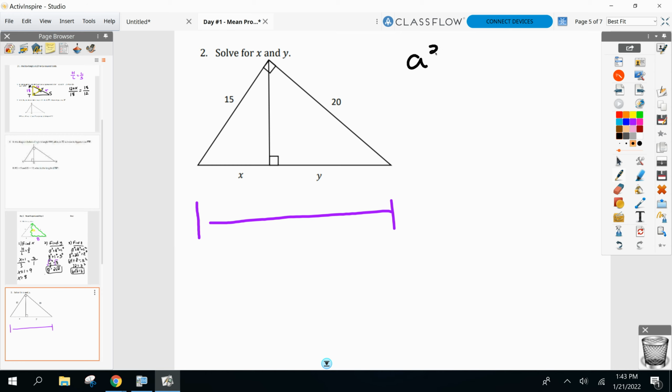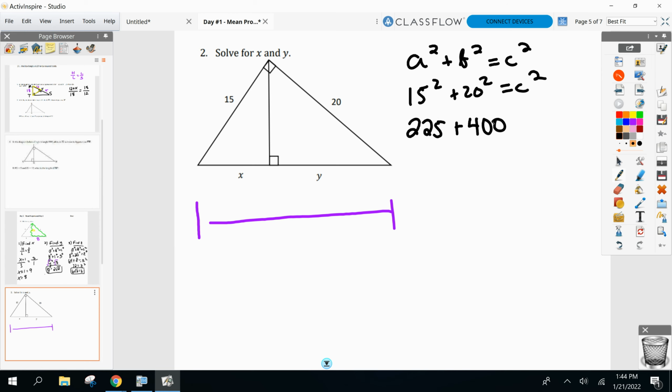So let's do that. A squared plus b squared equals c squared. 15 squared plus 20 squared equals c squared. Here you go. 15 squared, 225. 20 squared, 400. C squared is equal to 625. Don't worry about breaking it down because you'll find something if you try to take the square root of it. It should be a perfect square itself. So we get C equal to 25. We're all good, 25 here.